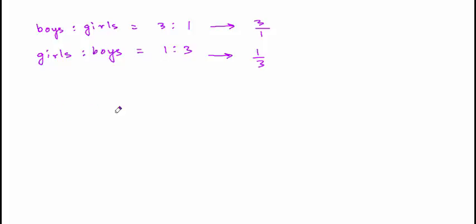And B, in a ratio, the first number is called the antecedent. Let me write that down. Antecedent. And the second number is called the consequent. So this is the consequent.